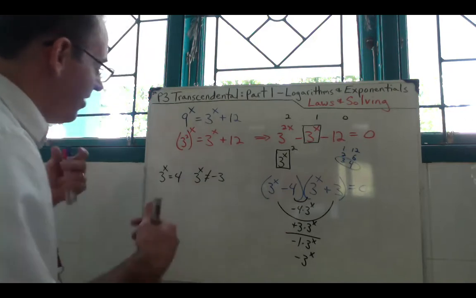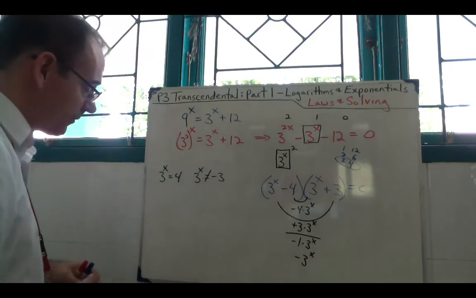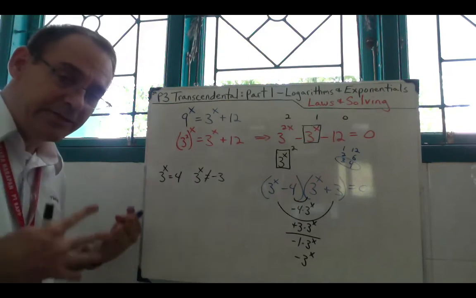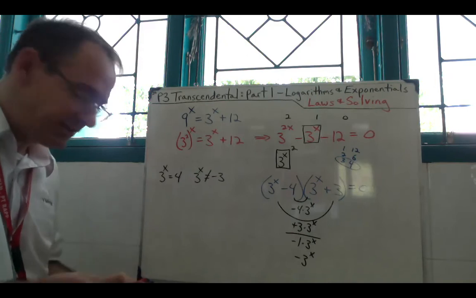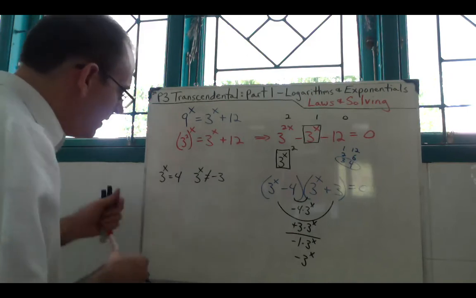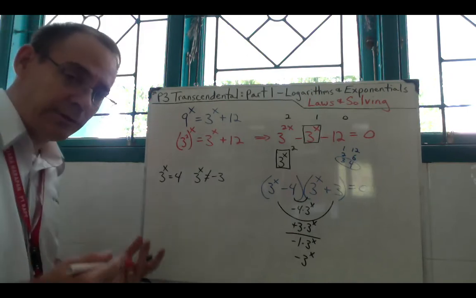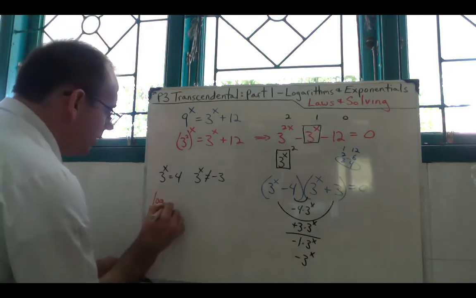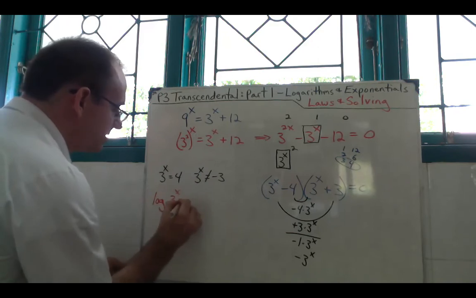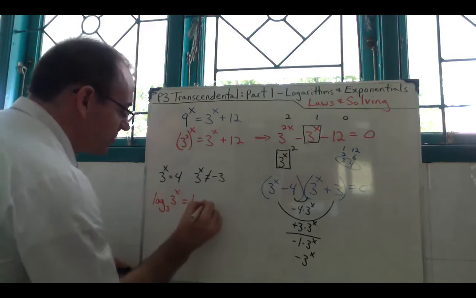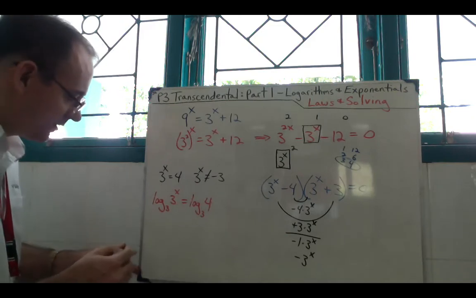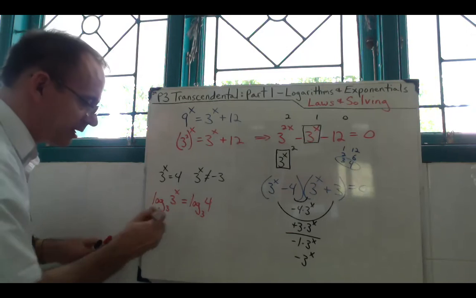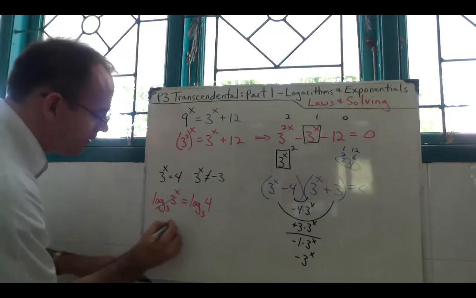Okay? Then we get this one. So now we're ready to undo our exponential base here. We have a base 3. So what we're going to do is we're going to log with base 3. So it's going to look like this. Log base 3 of 3 to the x equals log base 3 of 4. On this side, the bases of the exponential and of our logarithm are the same. So it cancels out, leaving x.